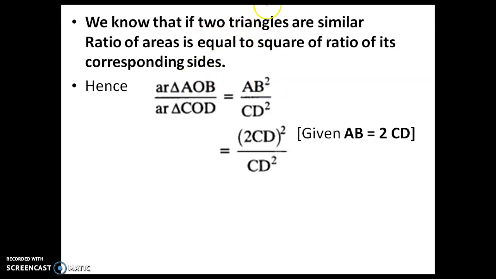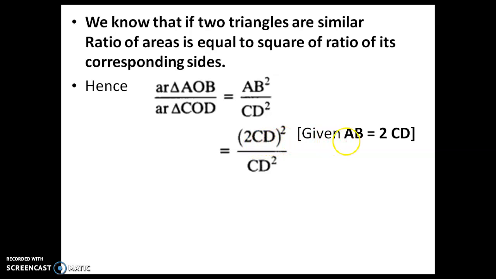Is it not? In the question, what did they ask? They asked for the ratio of these two triangle areas. So either we have to change AB to CD or CD to AB, then only we can get a number. To remove these variables, we have to cancel them. So we have to replace one with the other. That's why we are replacing AB by 2CD.